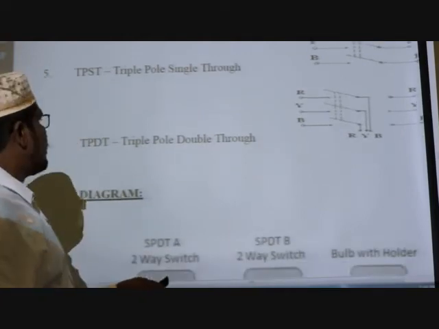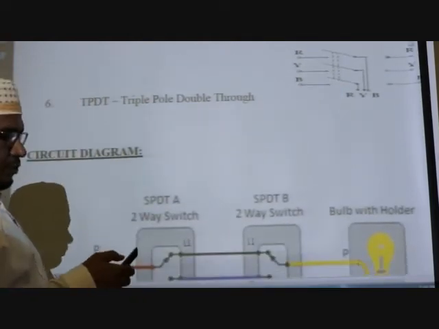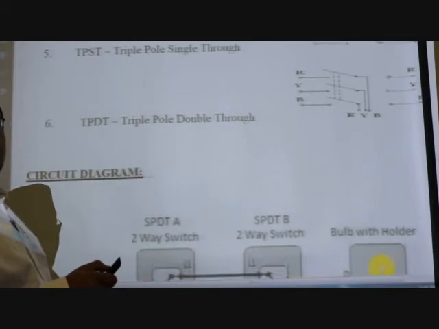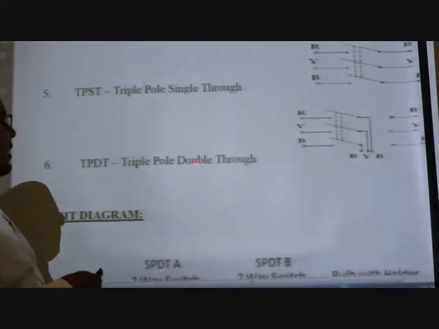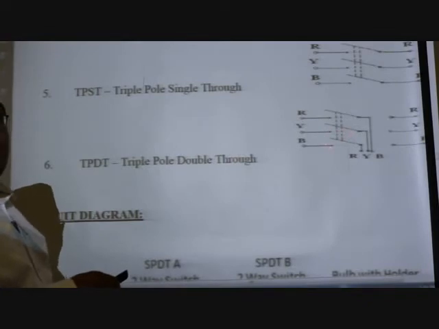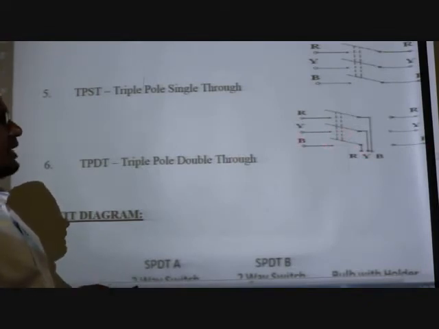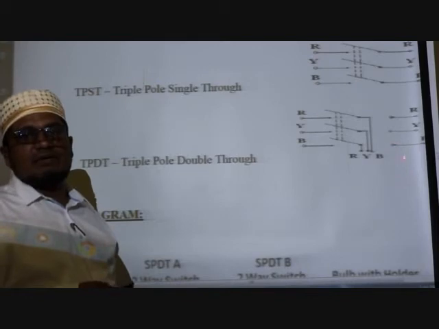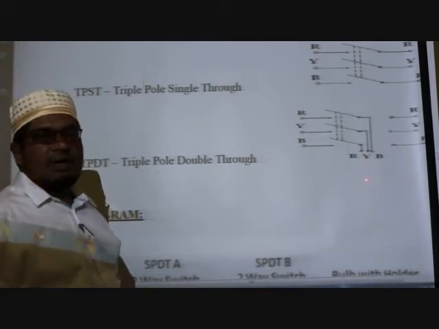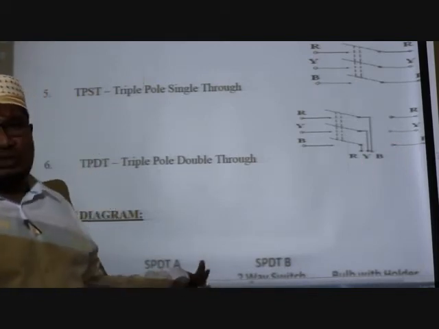Same thing if we go toward the triple pole double throw. In this triple pole double throw, we have RYB on the left side, RYB on the right side, same as the triple pole single throw, and in the center another RYB is there, which will either act as an input or output, it's up to you.